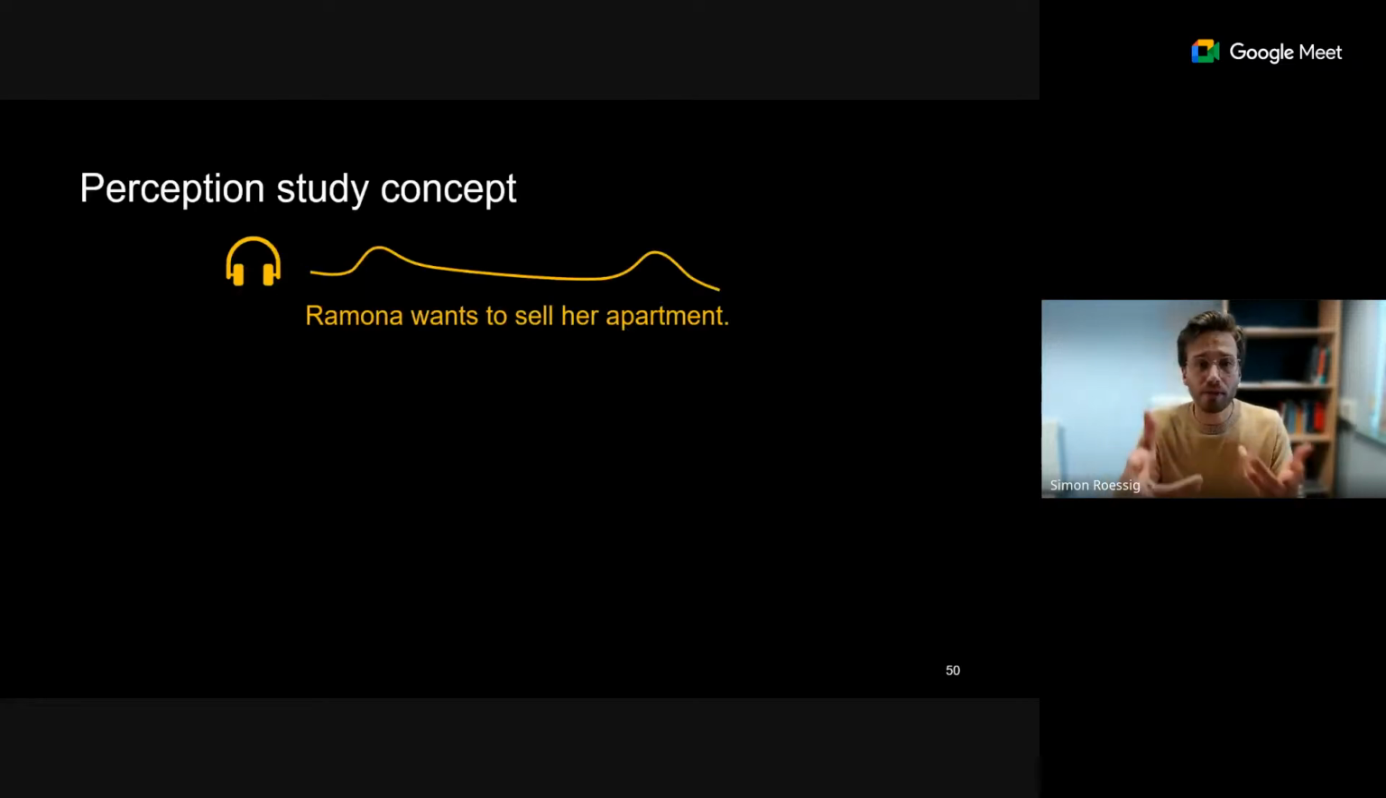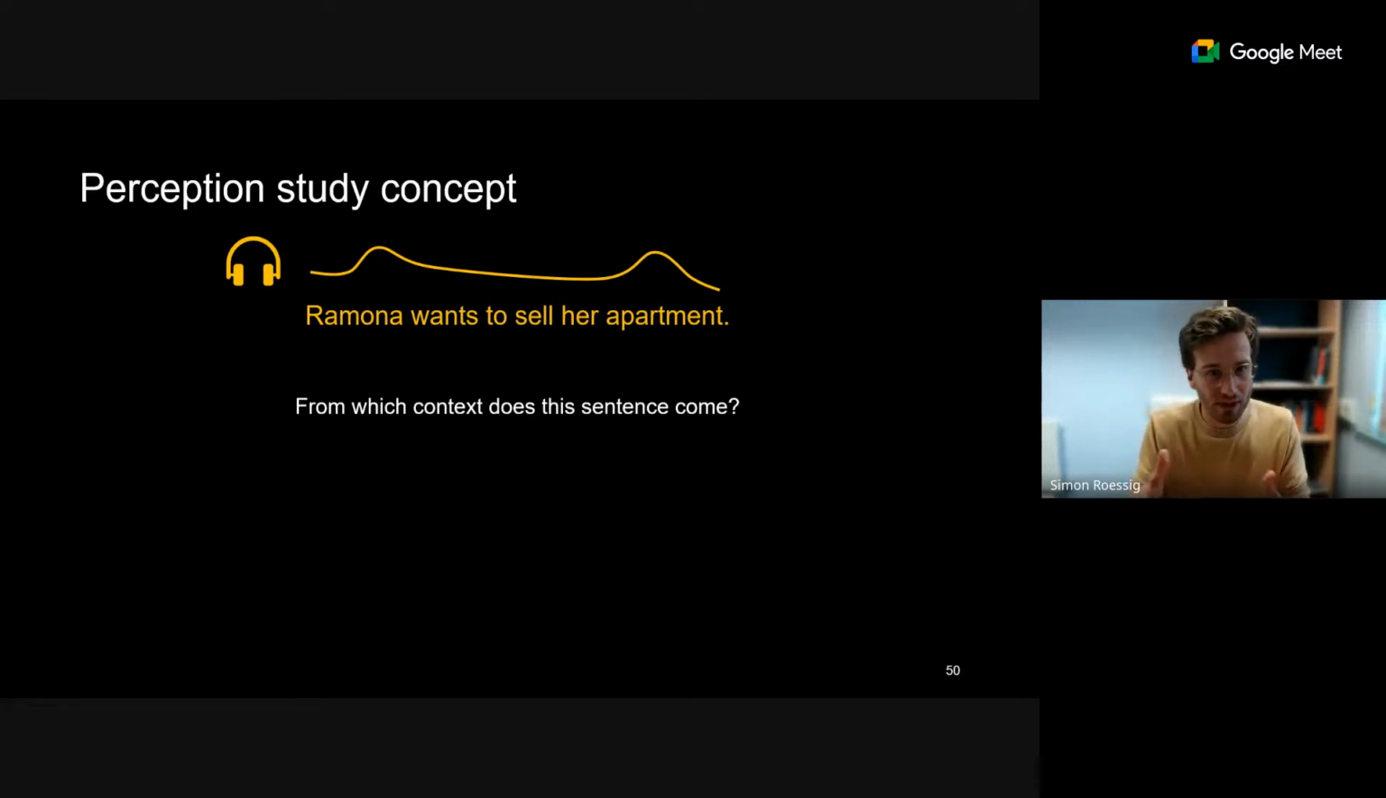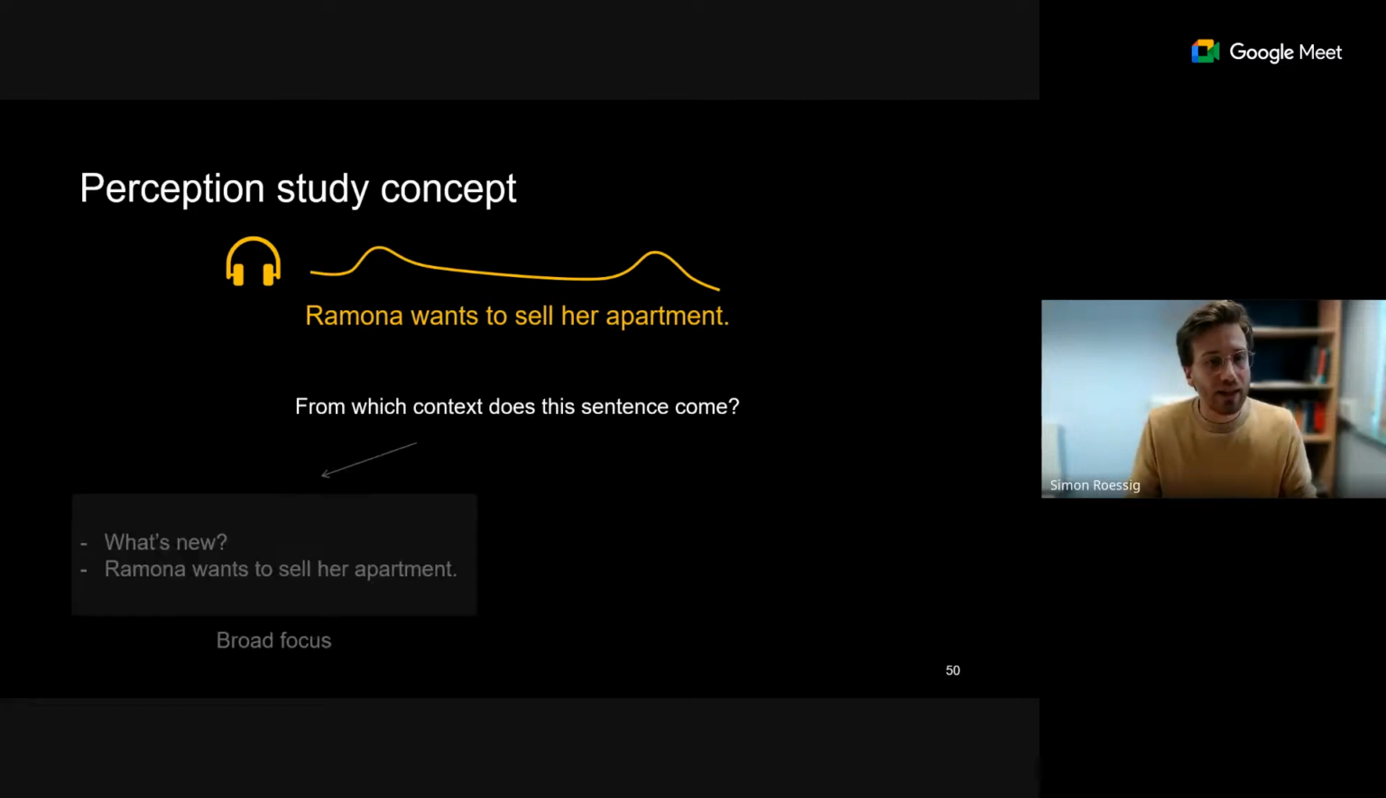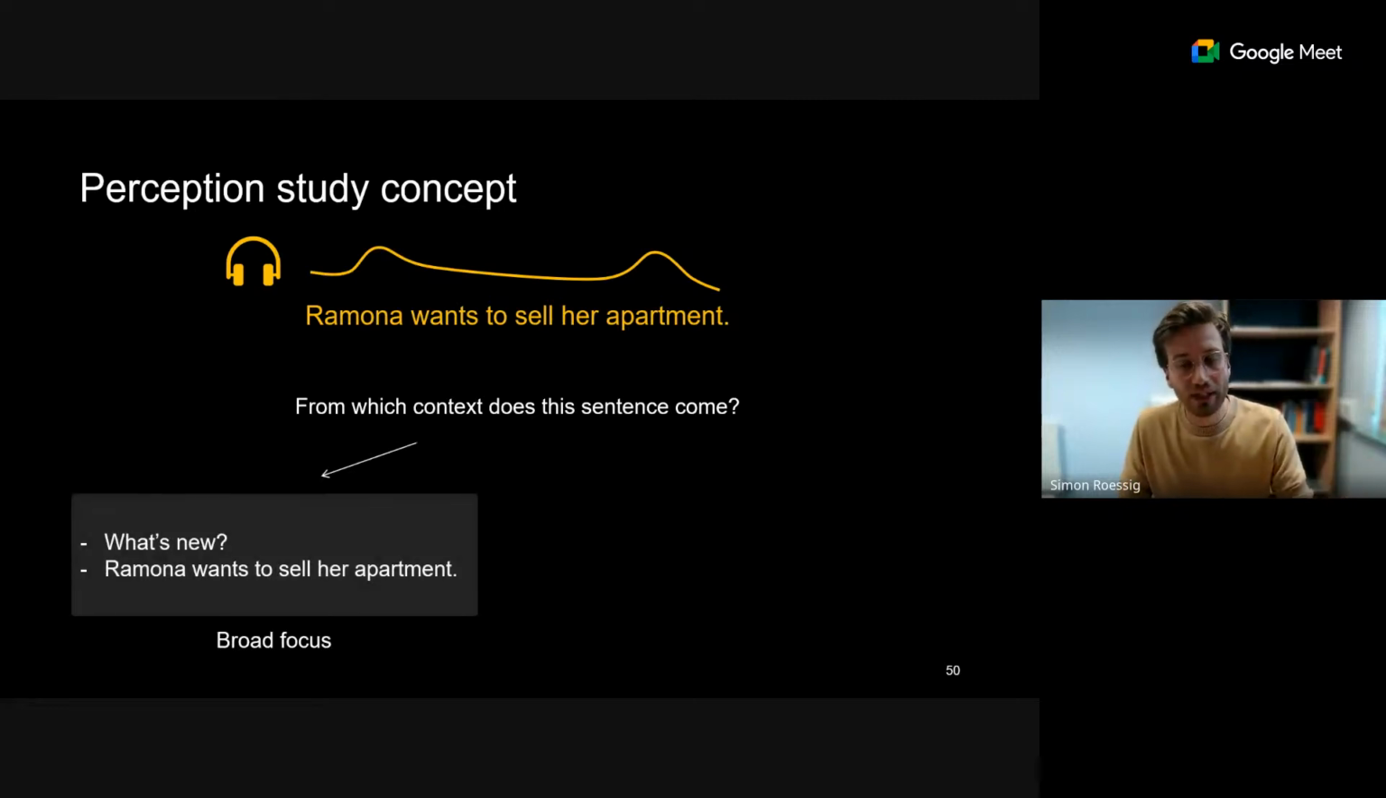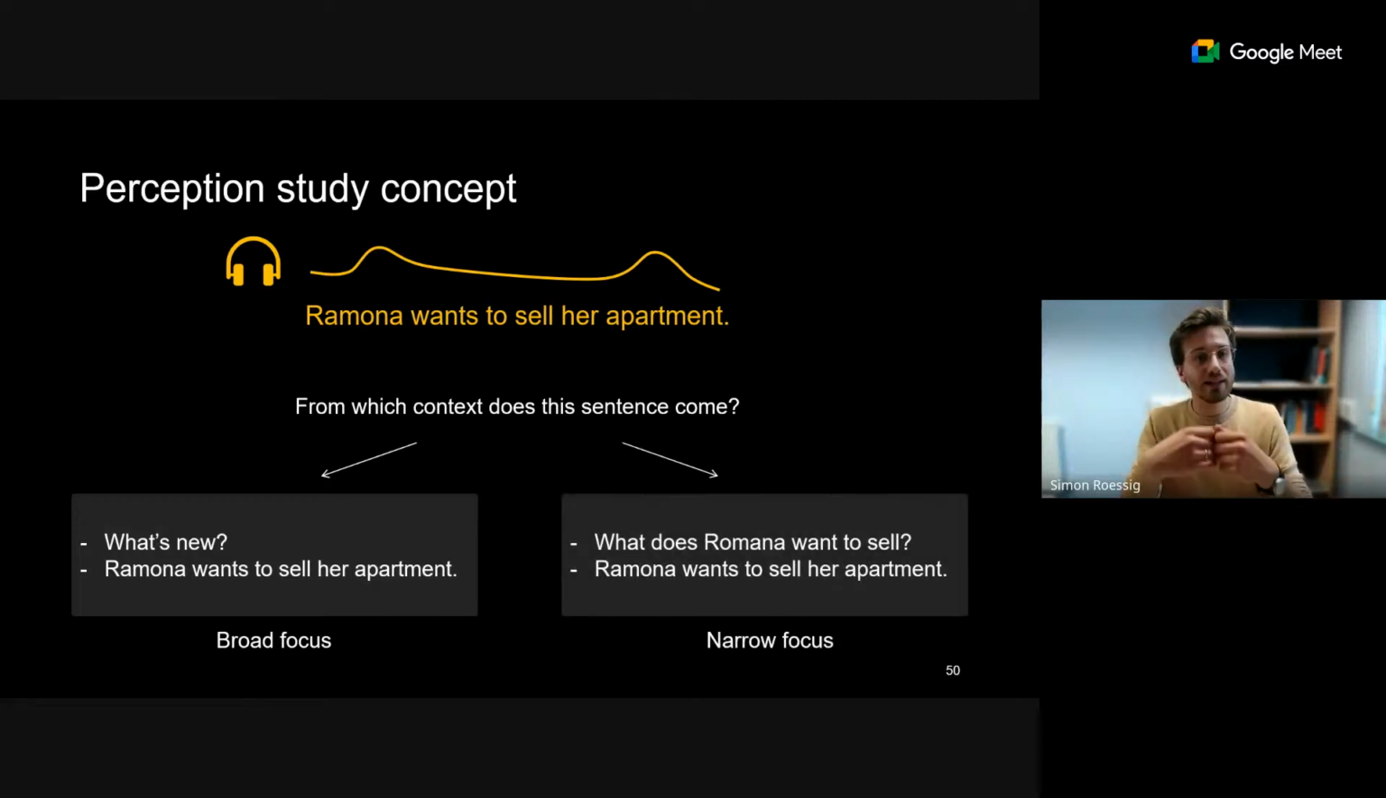And the concept of this perception study is the following. We play listeners a sentence with a particular intonation contour, and then we ask them from which context does this sentence come, or which context does this sentence match. And we offer two contexts. In one, the sentence is preceded by the question, what's new? And here the statement is going to be in broad focus. And then the other context has a question that leads to a narrow focus reading of the same sentence. So broad focus, narrow focus contexts.